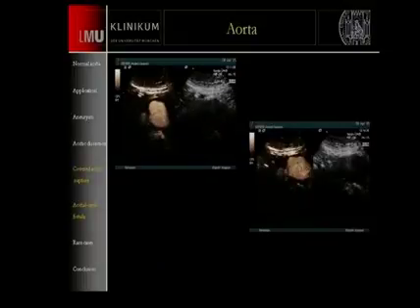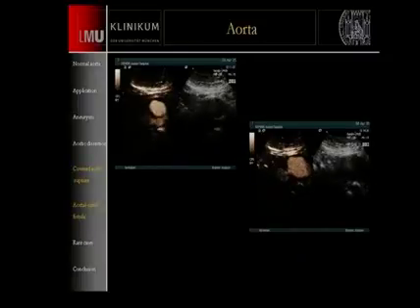Starting with contrast, aorta, there's a channel between the aorta and the IVC, and the second channel here. Again, one channel, and here is the second channel. So 2 fistulas from the aorta in the IVC.